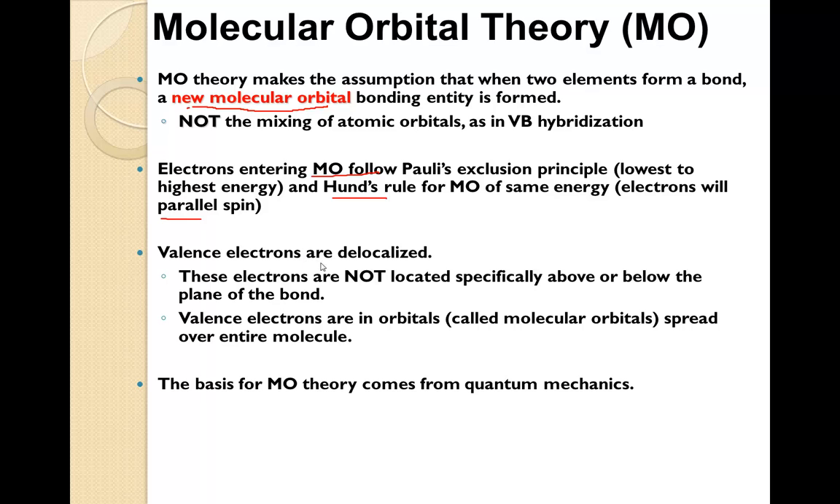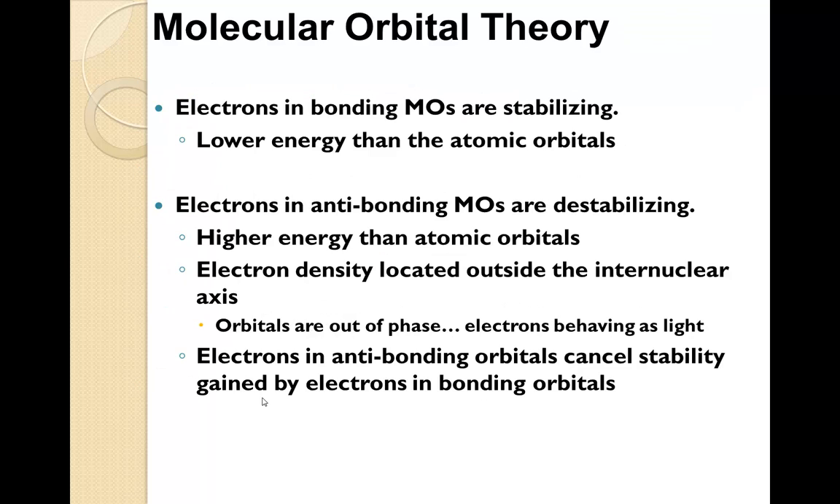Valence electrons in the molecular orbital theory are delocalized, unlike the valence bond theory. These electrons are not located specifically above or below the plane of the bond. Valence electrons are in orbitals, called molecular orbitals, spread over the entire molecule. The basis for molecular orbital theory comes from quantum mechanics. Now, this is a new concept for you at this point.